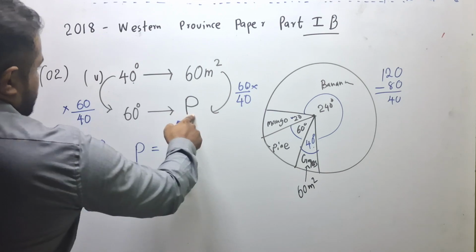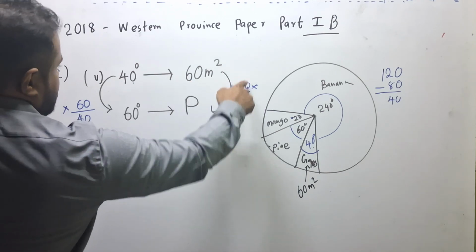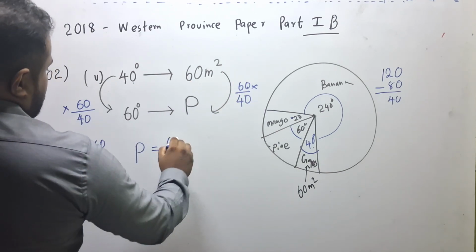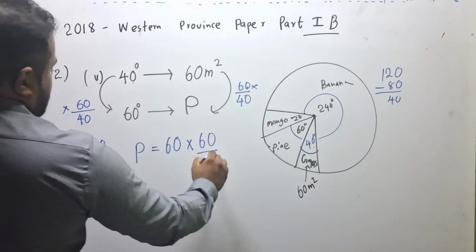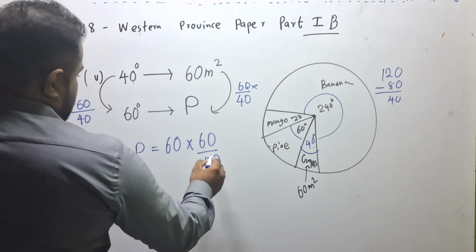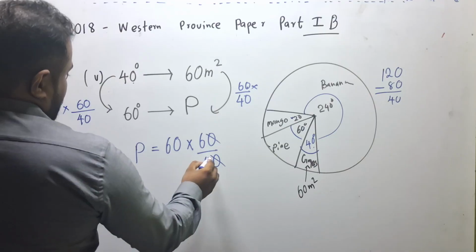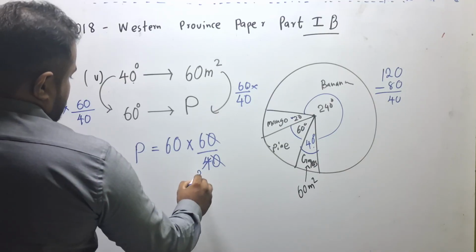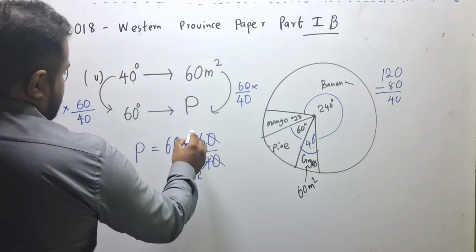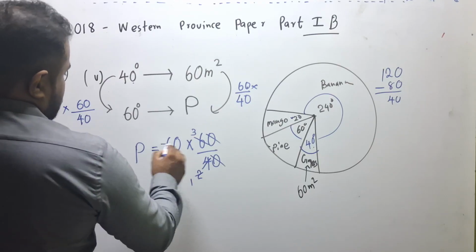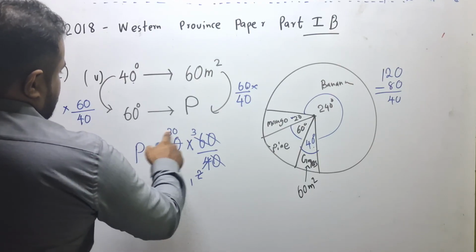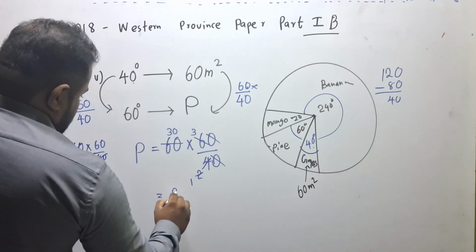P is equal to 60 multiplied by 60 over 40. Now do the cancellations. Cut 0 for 0. 4 has how many 2's? 2. 6 has 3. And cut again. 2 has 1, 2. 60 has 30. 30 into 3 is 90.